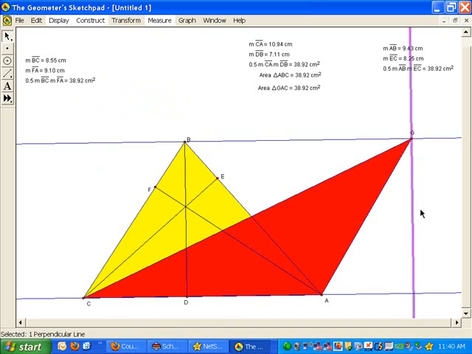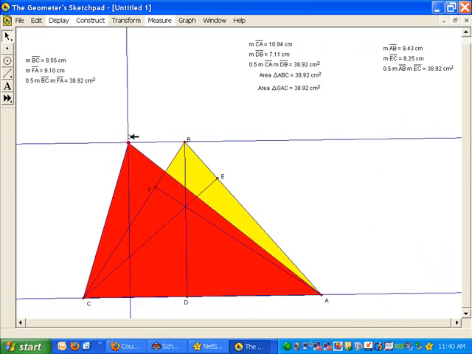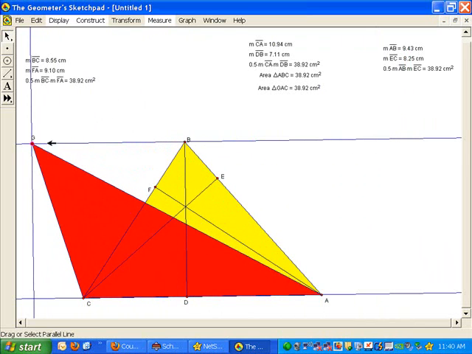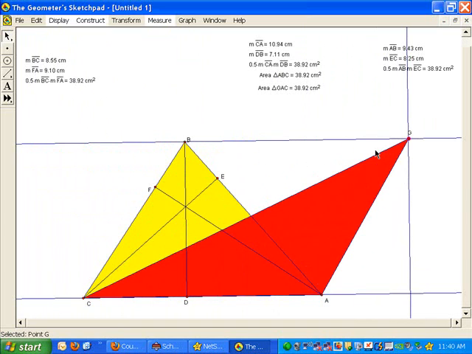Well, if these lines are parallel, any perpendicular segment connecting these two parallels is always going to be the same, right? So that goes to demonstrate that no matter where G goes, the height from base AC to point G is always going to be the same for both of these triangles. This concept is called shearing. And so you can shear a triangle without changing its area. It just means sliding a point along a parallel, keeping the base the same.